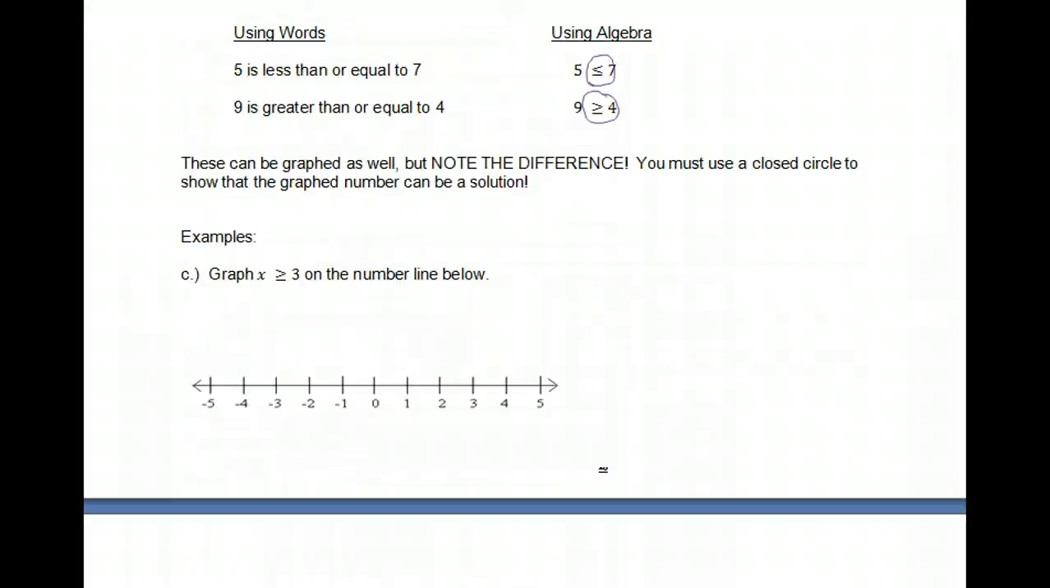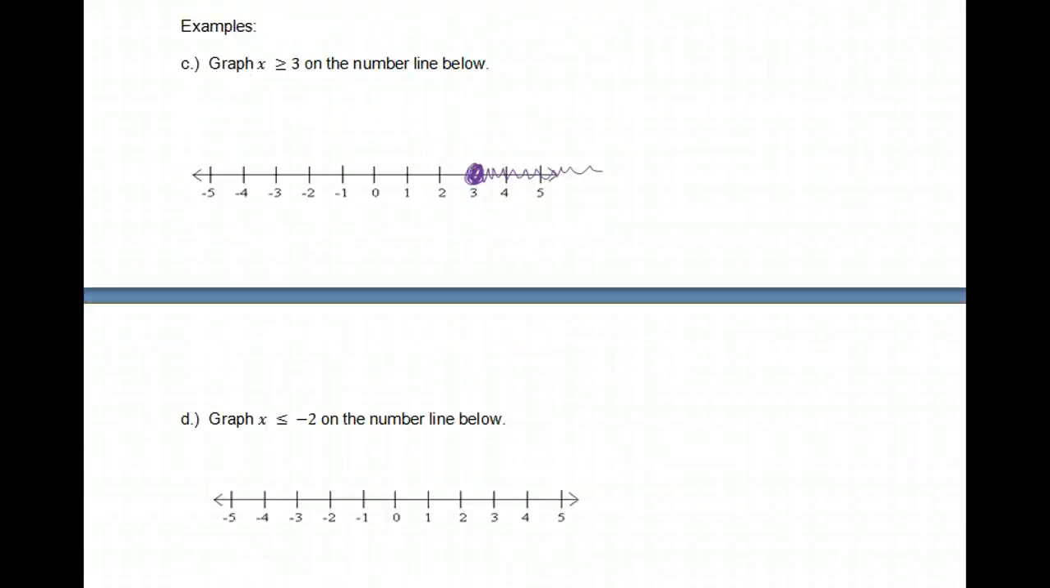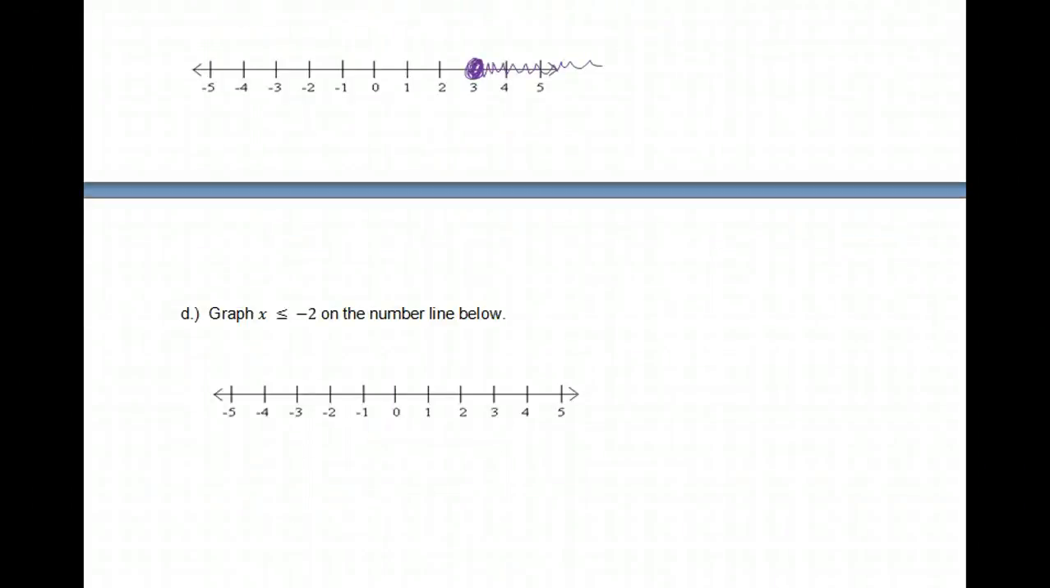So this time we're going to graph x is greater than or equal to 3 on the number line below. So you find your number boundary, which is 3. We put a closed circle, and then we want the numbers that are greater than that. So we're going to shade it to the right. Go ahead and try letter D. We want x is less than or equal to -2. Pause the recording, graph this inequality, and when you're ready, we'll check your answers together.